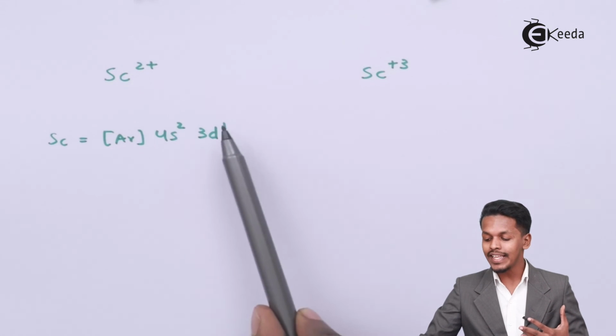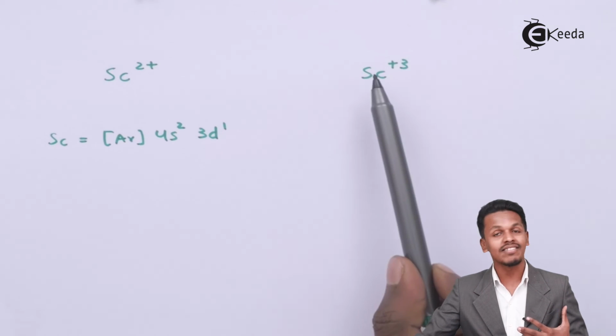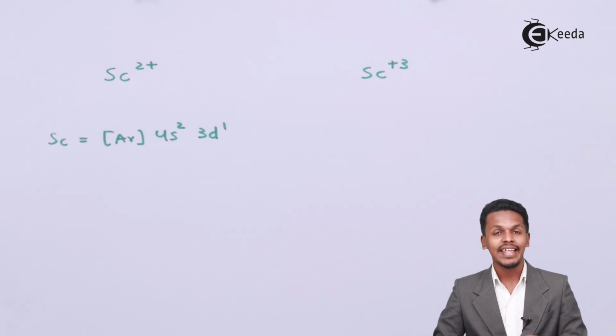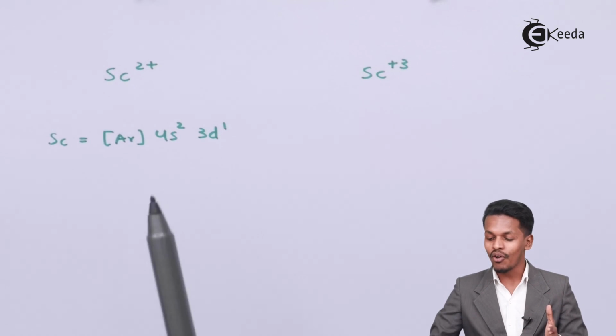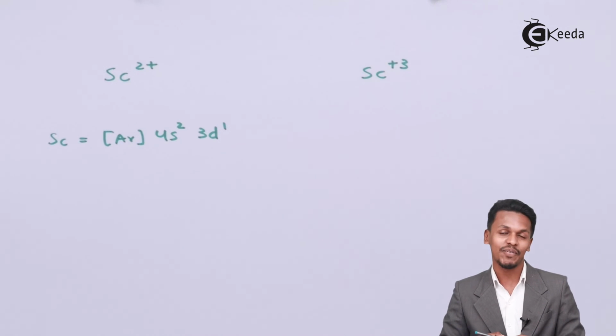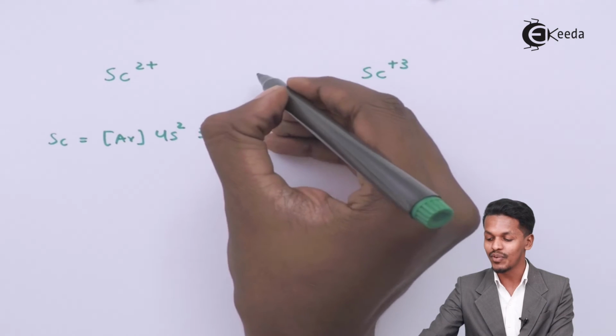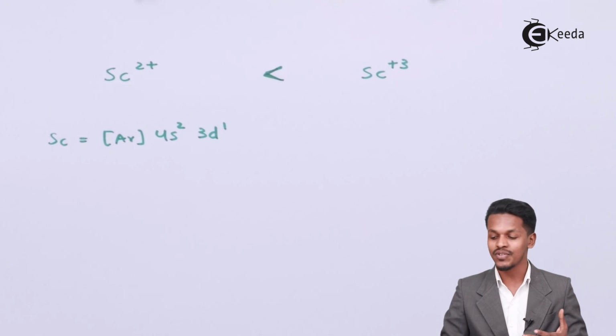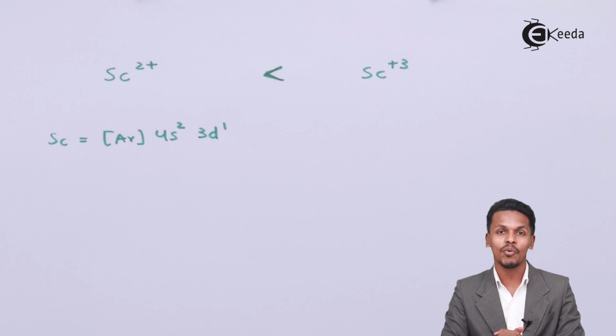But if all the electrons are lost by scandium, it will acquire an oxidation state of +3. Thereby, the electronic configuration of scandium becomes very similar to that of argon, and that is why we could say that Sc3+ ions would be more stable compared to Sc2+ ions. So this is what we have discussed about the topic based on the oxidation state.